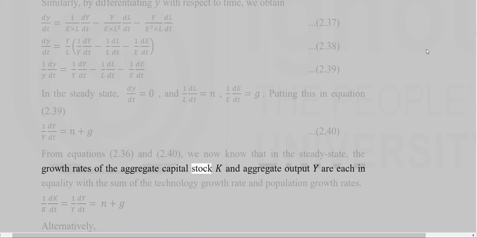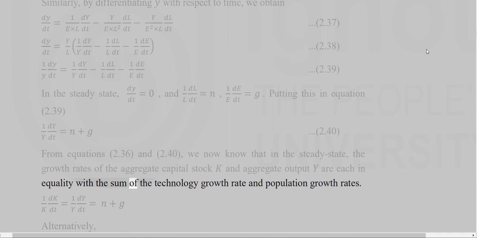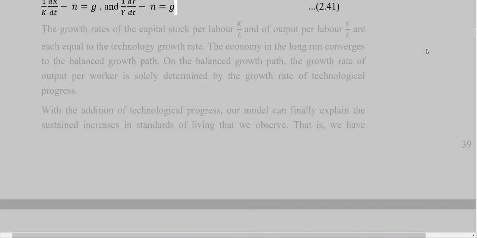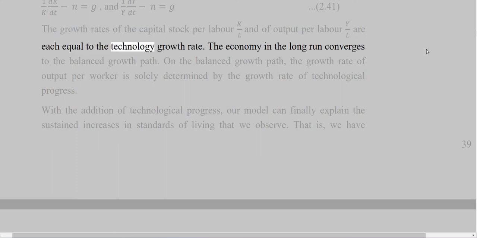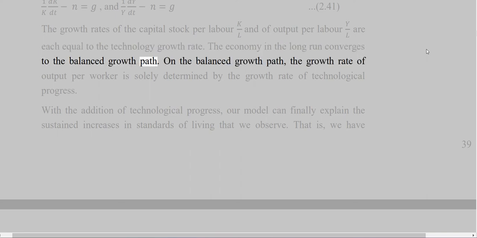From equations 2.36 and 2.40, we now know that in the steady state, the growth rates of the aggregate capital stock and aggregate output are each in equality with the sum of the technology growth rate and population growth rates. Equals equals plus. Alternatively, minus equals and minus equals 2.41. The growth rates of the capital stock per labor and of output per labor are each equal to the technology growth rate. The economy in the long run converges to the balanced growth path.